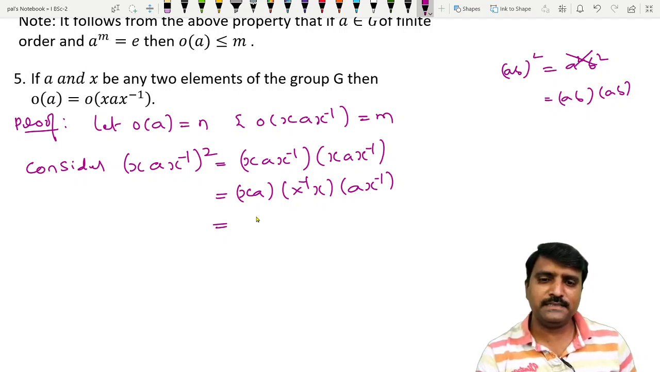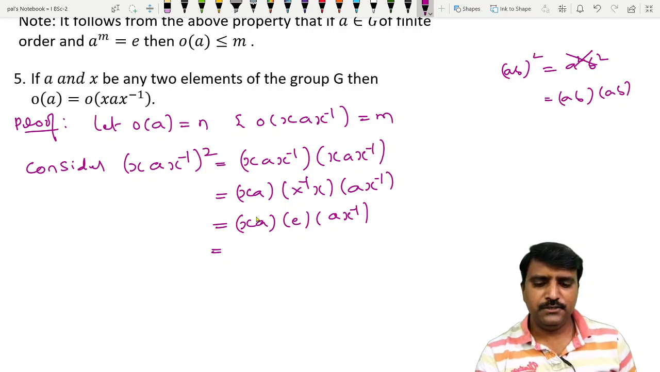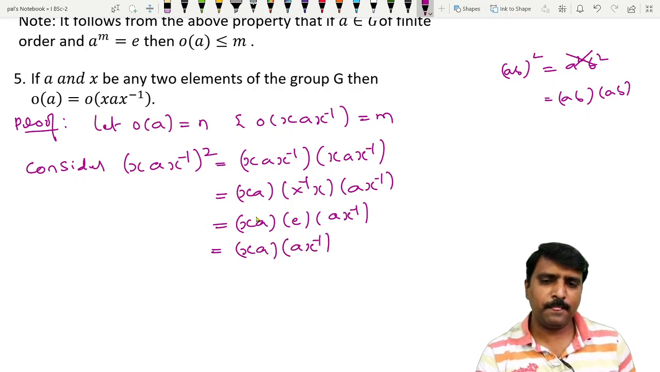So xa into this identity element E into a x inverse. Now, if you operate an identity element with anything, you get the same. So xa into E is xa only. This is xa into a x inverse. Because E is the identity element here, this is equal to x into a into x inverse.